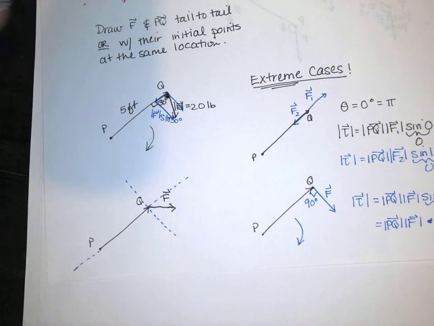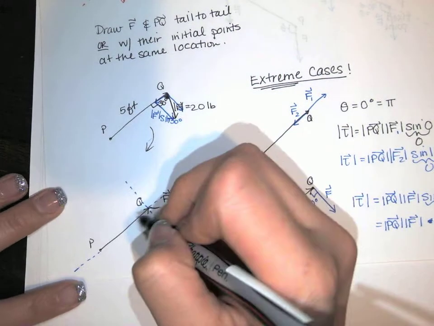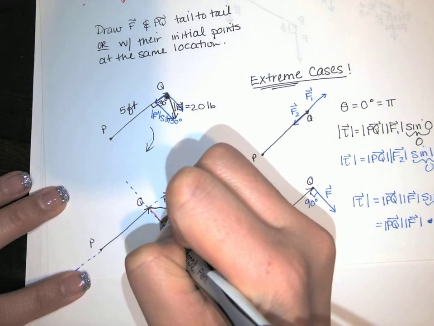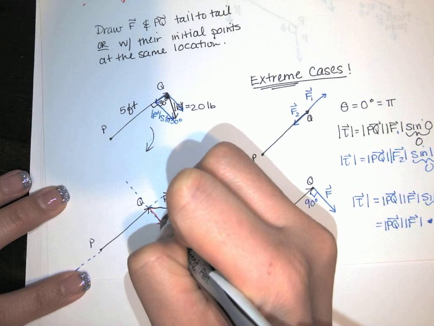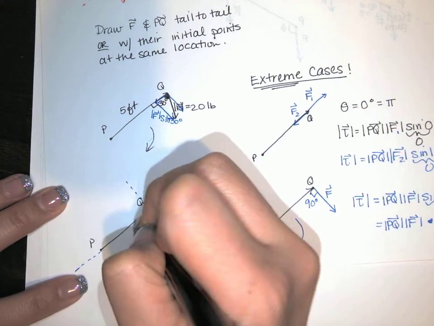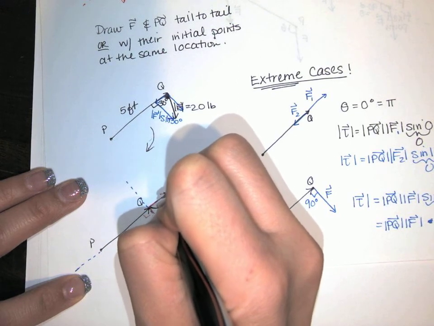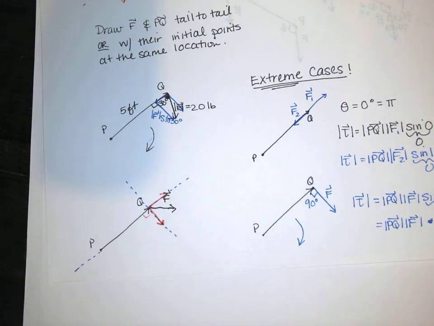So on that line, this is the part of F that's perpendicular to PQ. And this is the part of F that's not helping us. That's a waste of energy.